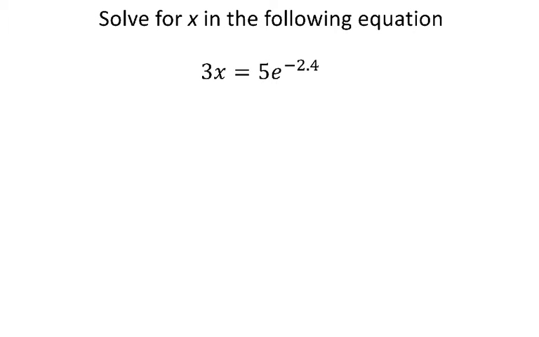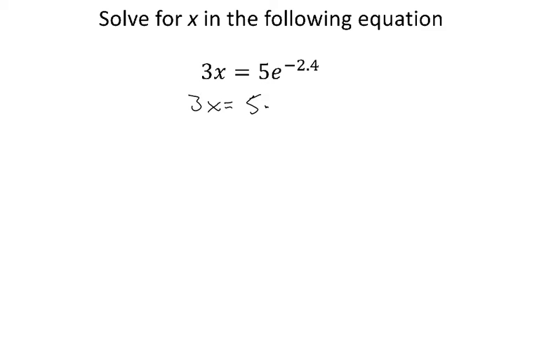In this video, we're going to look at some examples of exponential equations that are similar to those that we use when doing the calculations for radiometric dating. So in each one of these, we want to solve for x. As long as we just have numbers in the exponent, I don't have to do anything tricky. I can just plug into my calculator e to the negative 2.4. And so this equation will become 3x is equal to 5.